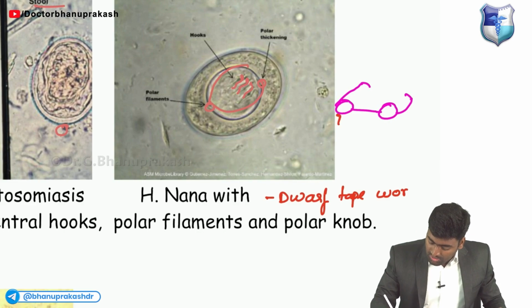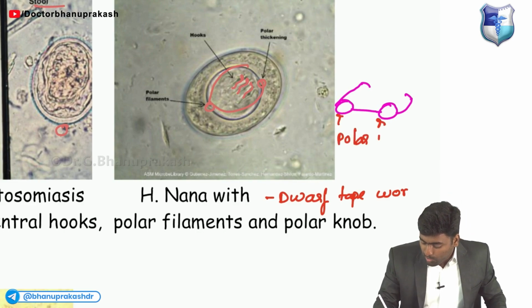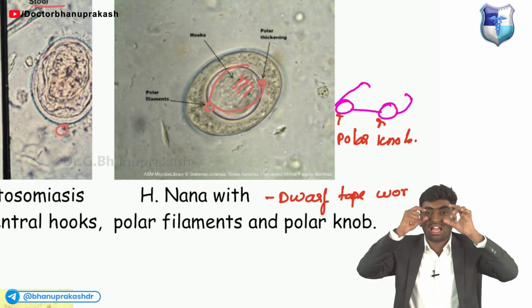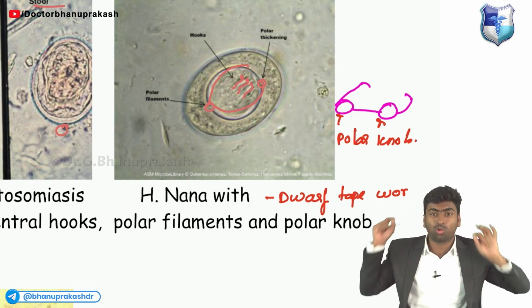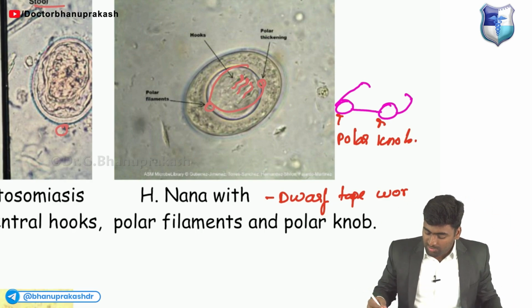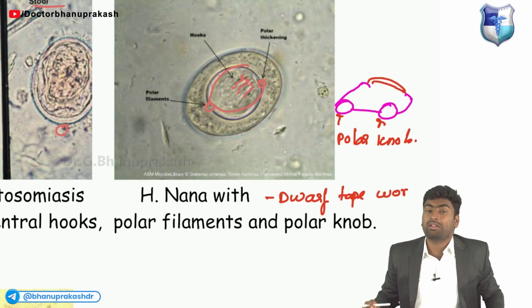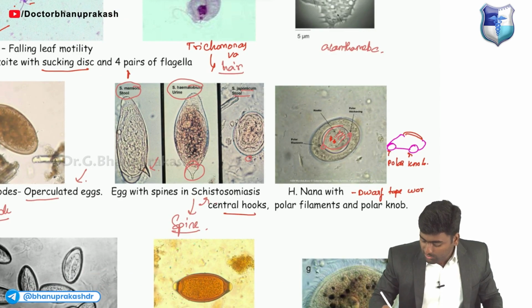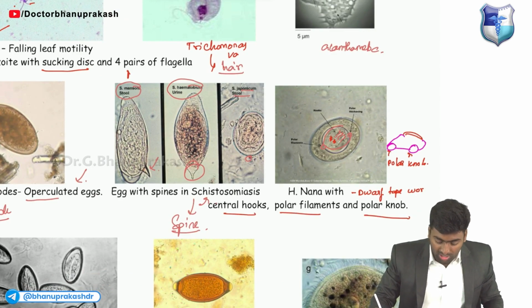As like these two specs, they will be having these polar knobs. We know they will be having vision difficulty, so they will be having this chesma, and it will be tied with a rope. Once you tie it with a rope, it will be like polar filaments. And they will be having the hooks, the central hooks along with these polar filaments and polar knobs.